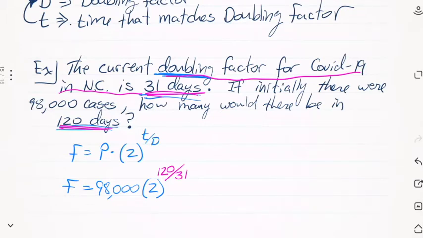Now, a little cautionary tale about calculators. When you type this in, you're going to type in 98,000 times 2 caret parentheses, because 120 over 31 is 2 numbers, and powers can only be 1 number. You have to put parentheses around the calculation 120 divided by 31.